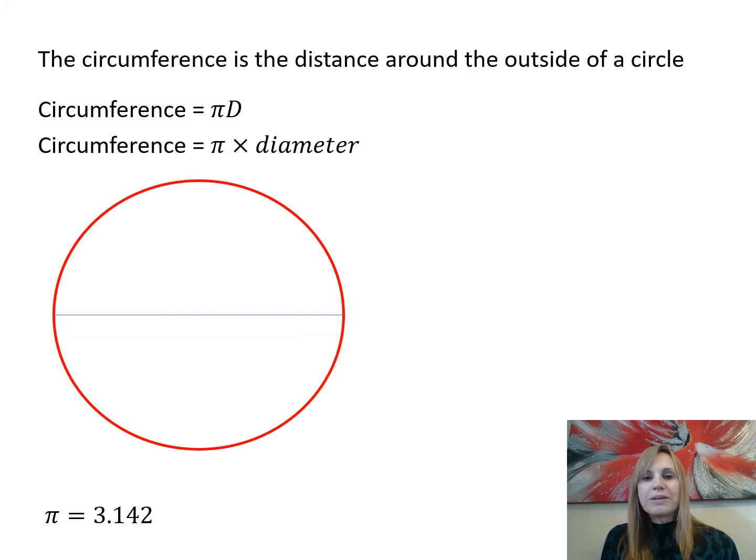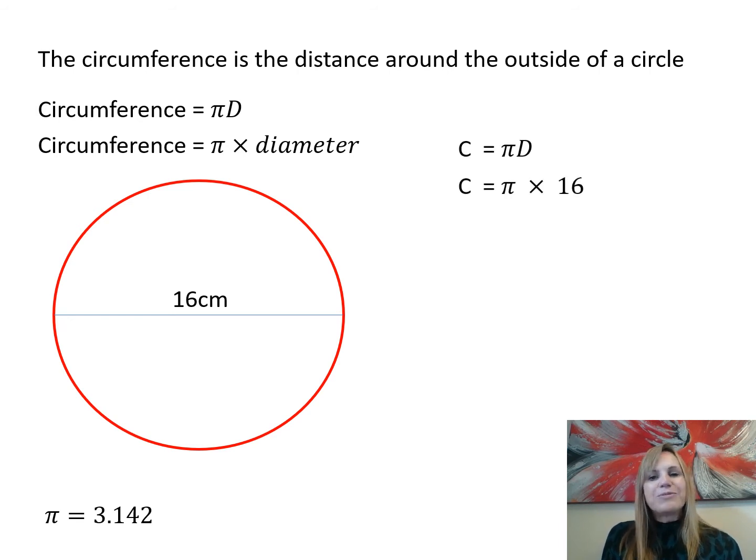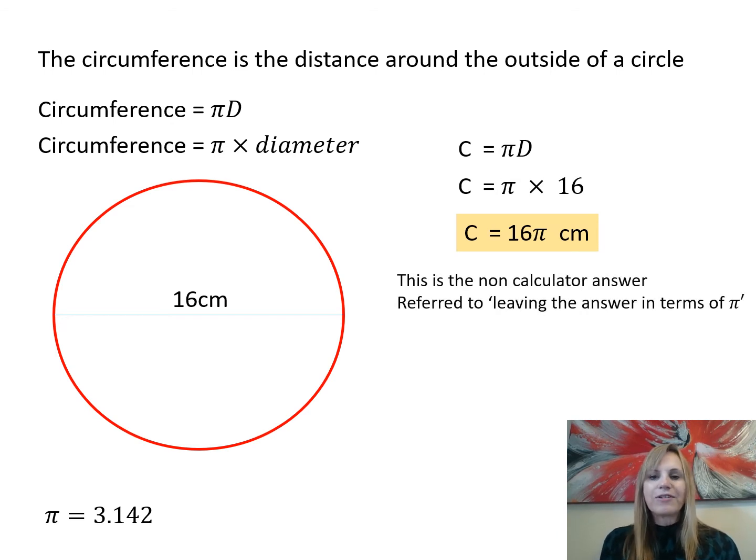So if we had a circle with a diameter of 16 centimetres, we would use the formula C equals pi d, and we would multiply pi by 16. Now, if we were asked to leave our answer in terms of pi, this would be a non-calculator answer. We just need to do pi times 16, which is 16 pi. But if it was a calculator paper, we would then type that answer into a calculator, so 16 times pi, or 16 times 3.142 if you can't find the pi button, and that would give an answer of 50.272 centimetres.